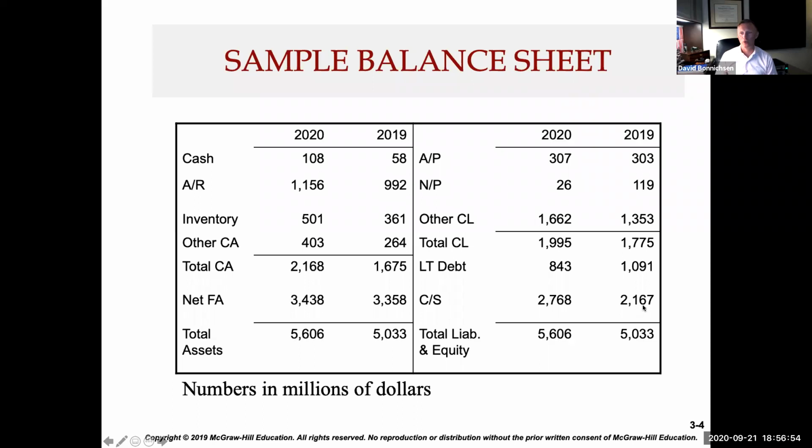Common stock, we went from 2167 to 2768. Source or use? Source. We got more money, right? Whether it was in the form of new equity issued into the market via new shares, or we did a damn good job as financial managers and our stock price went up year over year and the value of that common stock changed. We had more sales, we brought more retained earnings into the business, therefore total equity went up. It is a source of cash for the firm, okay?